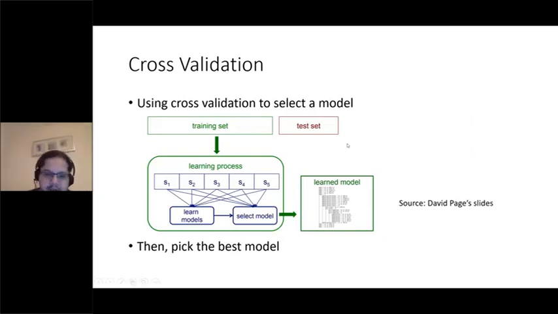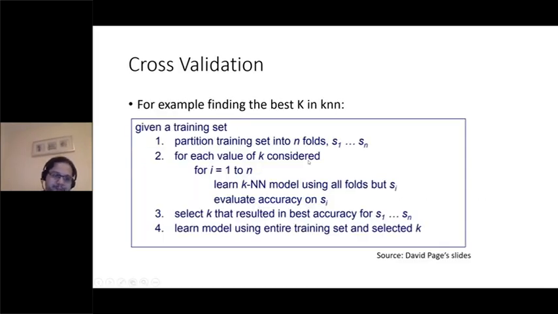So here is the method of how we select the best model, the best structure of the model. When we use cross-validation, we learn a model, pick the best, and see how it is performing in testing. This is how the algorithm works in terms of steps. For example, finding the best K in KNN. We use this method to find the best structure or the best method.